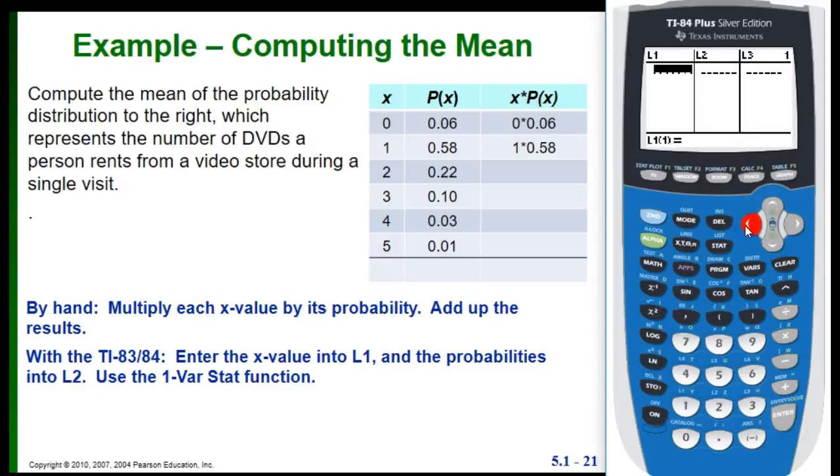Now we want to go back and enter the X's and the probabilities into the two lists. We're going to put the X's into list 1 and the probabilities into list 2. So I'm already here in list 1, so I'm just going to start entering my numbers. So we're going all the way from 0 up to 5 for the X's, and then I'm going to arrow over to my list 2, and now I'm going to put in all the probabilities.